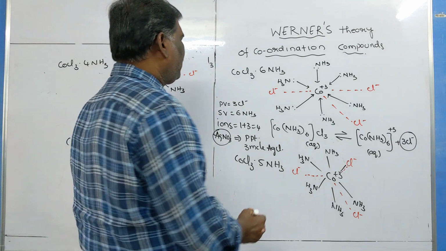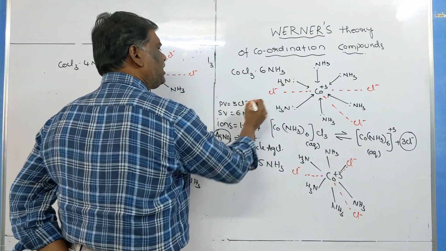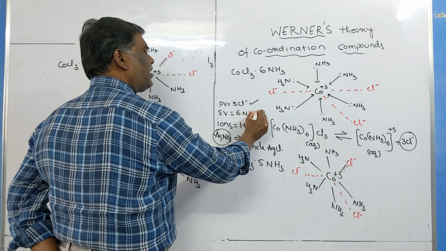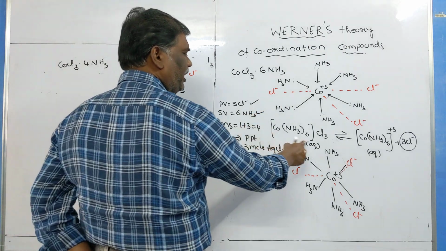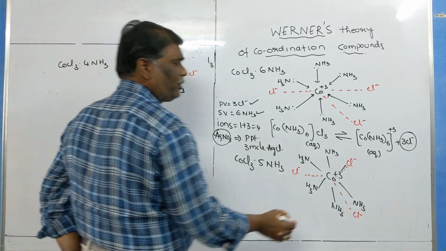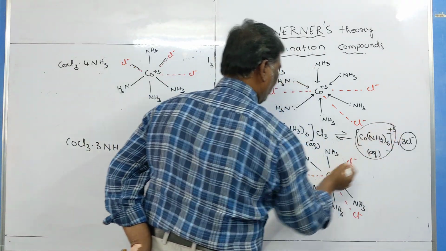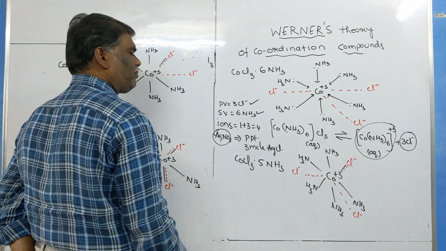Now I repeat once again. In this one, primary valency is satisfied by 3 chlorides. Secondary valency is satisfied by 6 ammonia. When we take this in aqueous solution, it is able to produce 1 complex and 3 chlorides. Totally 4 ions it can produce.